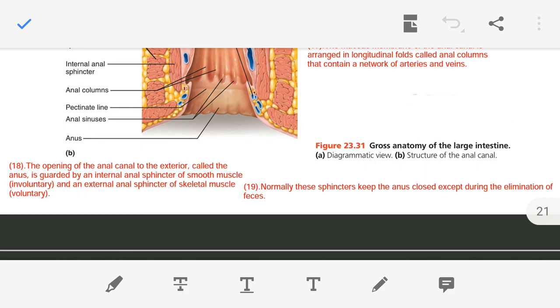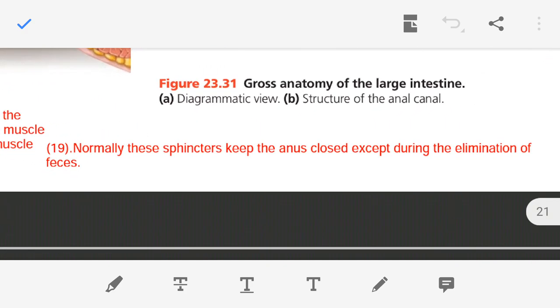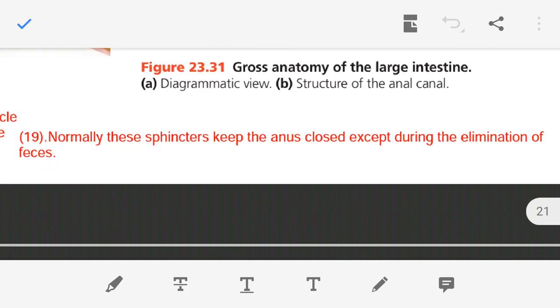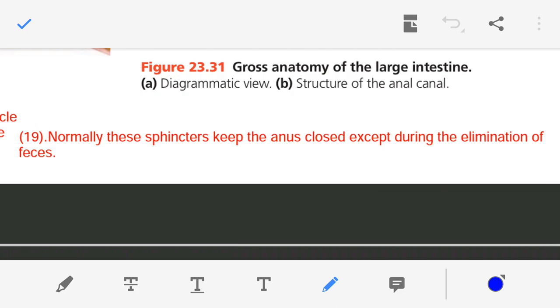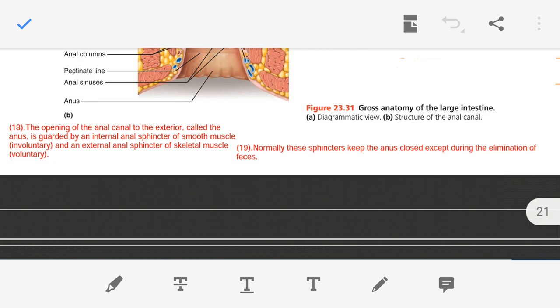Now the last point of our discussion. Normally both the sphincters keep the anus closed, and when we are expelling the feces out from the body, at that time both these sphincters open the anus and we are able to eliminate the feces from the body. So that is the role these sphincters are playing.